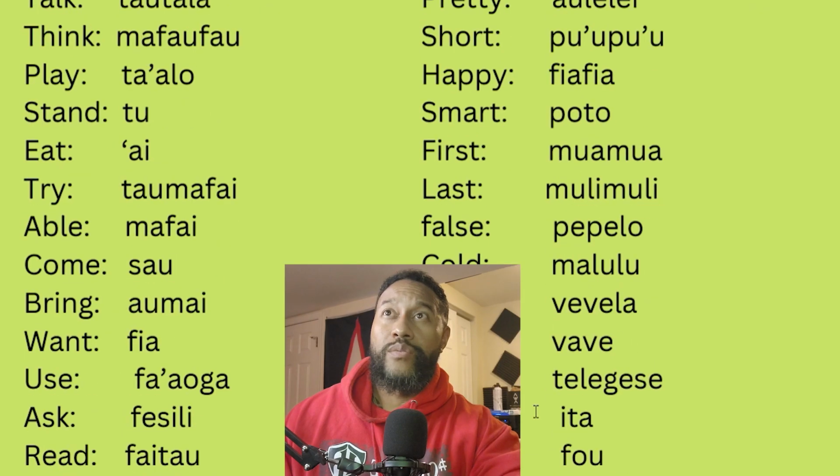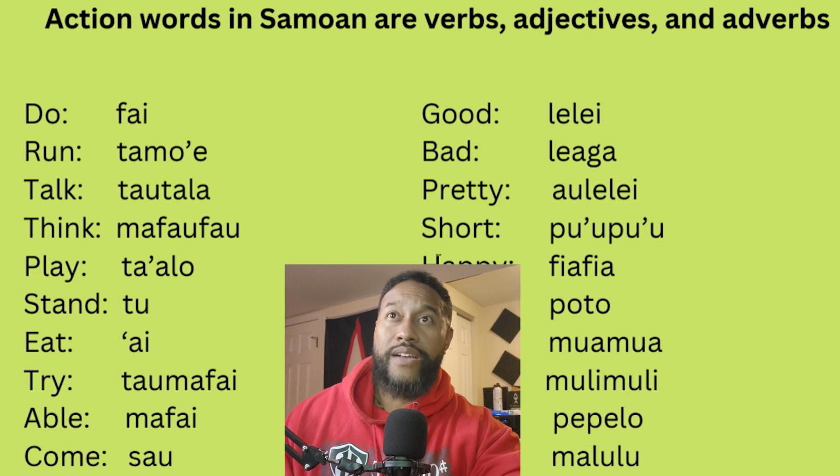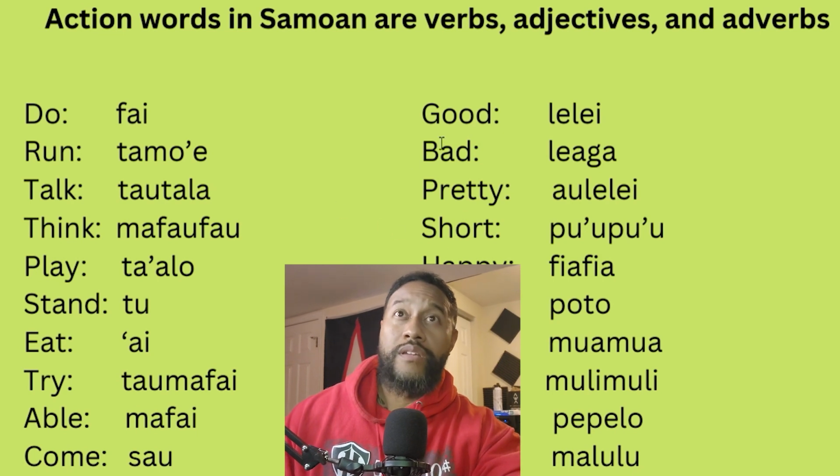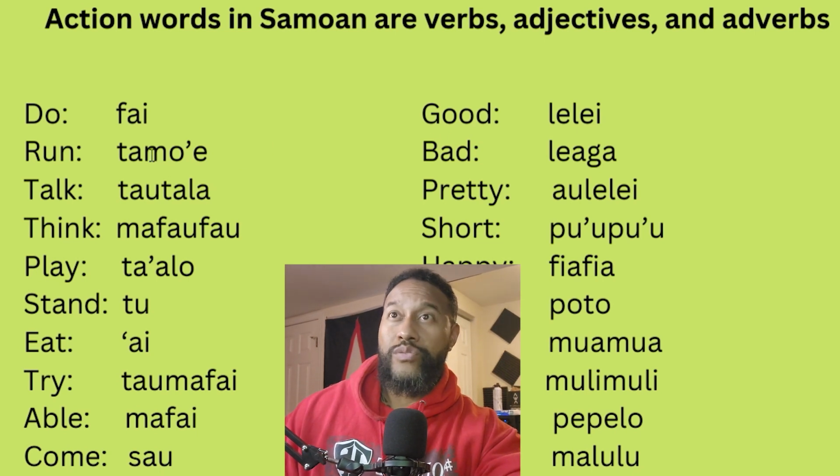Now on here, we also have verbs. These are action words. And in Samoan, words that can be verbs are also adjectives and adverbs. So we have fai, to do. We have moe, to sleep, tautala, to talk, mafafau is to think, and so forth. And also it could be adjectives and adverbs as well. So aulelei, pretty, pu'u, short, and the rest of these here, all right?